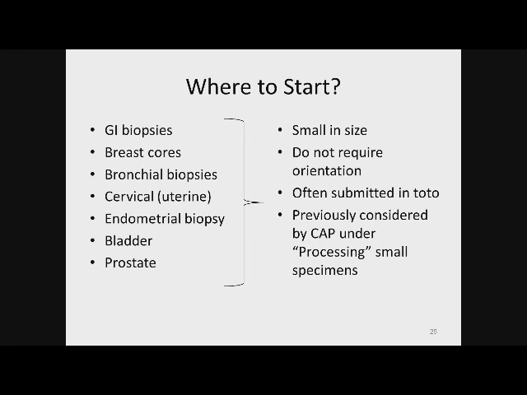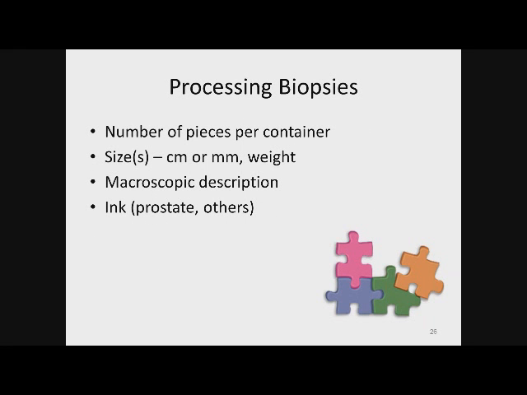Again, they are submitted in toto, so there's no sampling involved. And these are generally very small specimens that traditionally have fallen under the processing category. Now, in processing these biopsies, we need to note the number of pieces per container, the size of each piece, or if there's a conglomerate of pieces, the range of sizes, sometimes even the weight. Now, this pertains more often to larger specimens.